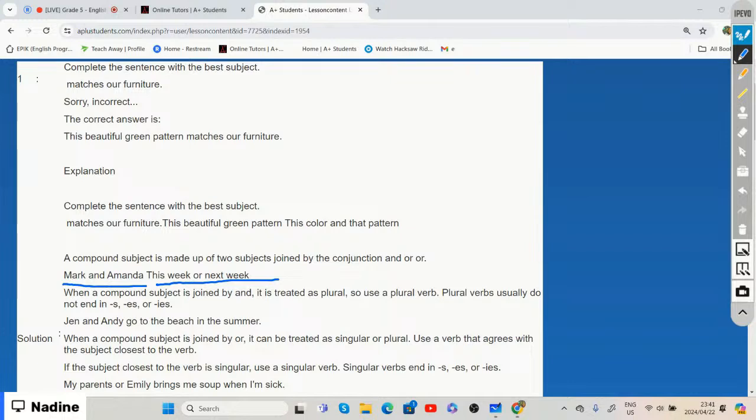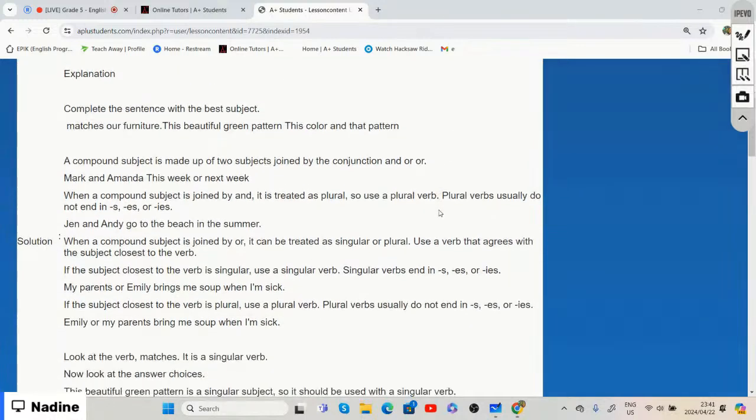All right. So we see that it is either singular or it can be plural, and we use the verb that agrees with the subject closest to the verb. For example, if the subject closest to the verb is singular, we use a singular verb. It's like saying, my parents or Emily brings me soup. Why do we say brings? It's because Emily is closest to the verb. So we can say brings me soup when I'm sick.